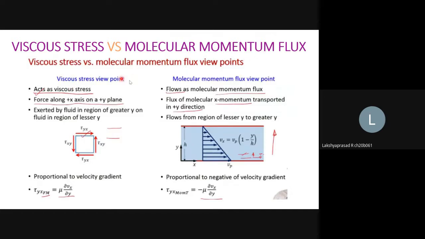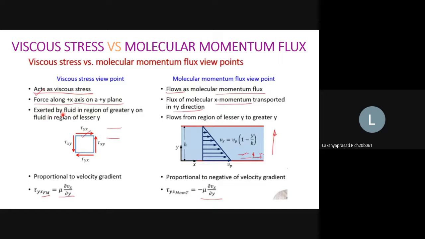So these are two viewpoints actually. This is the fluid mechanics viewpoint you can say, and this is the momentum transport viewpoint you can say. So this is molecular momentum flux, and this is viscous stress. Obviously this is the flow of momentum, and this is a force per unit area which is acting. So in this case you can see force along positive x-axis on a positive y plane, and we are considering the usual planar Couette flow.